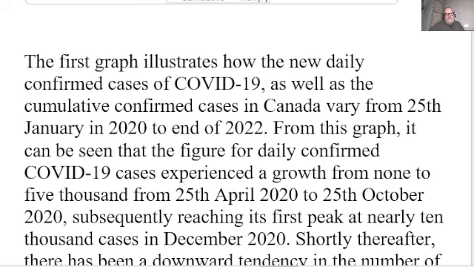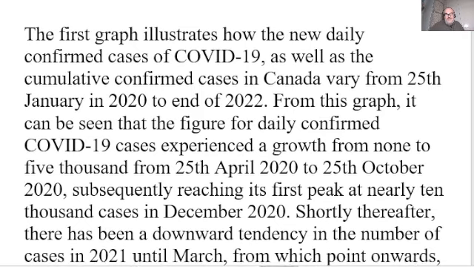The first graph, I believe there are other graphs in this exercise as well, but this is only one of them. The first graph illustrates how the new daily confirmed cases of COVID-19, as well as cumulated confirmed cases in Canada, vary from 25th January 2020 to end of 2022.